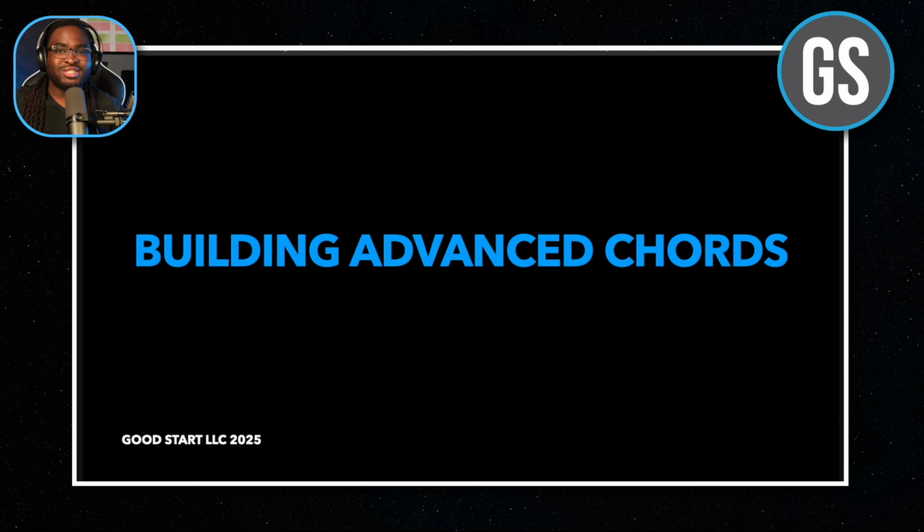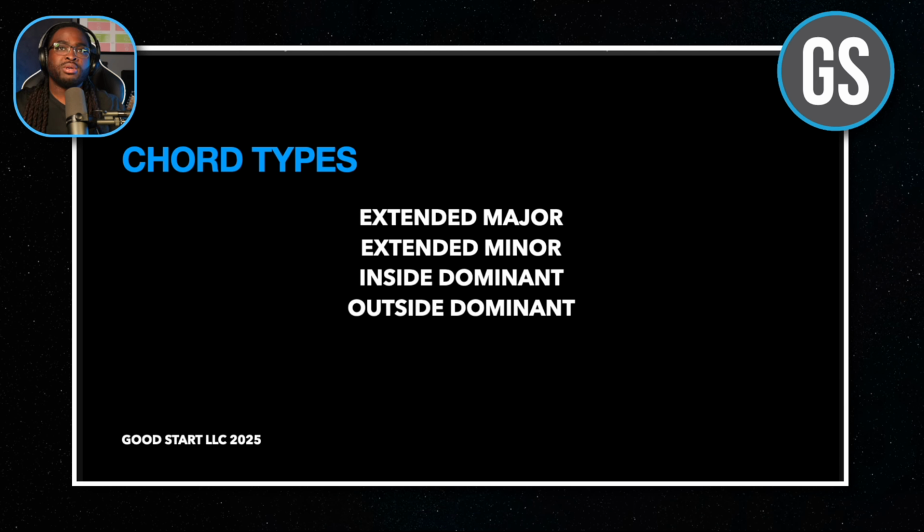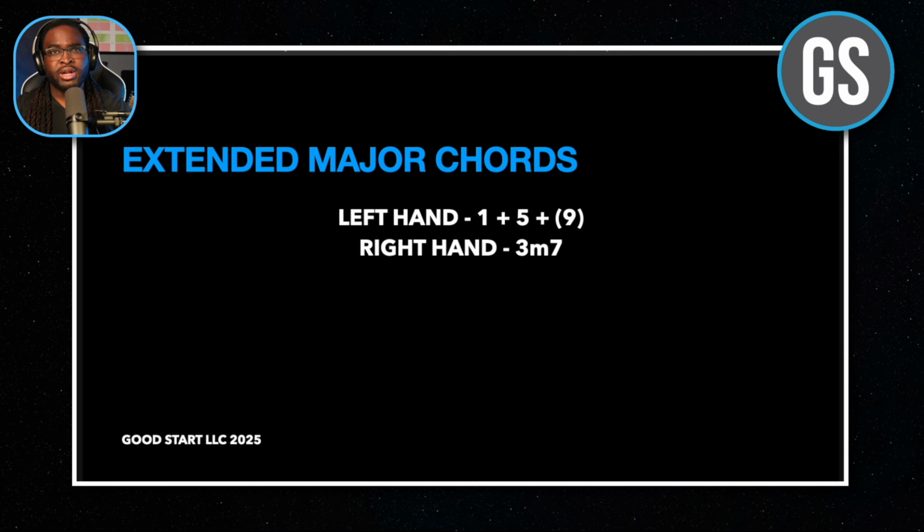Building advanced chords. So here are the chord types we're going to be talking about: our extended major chords, extended minor chords, inside dominant, and then outside dominant. So let's talk about our extended major chords. What we're going to do is simplify what we're going to think about, that way we can actually master the concept.